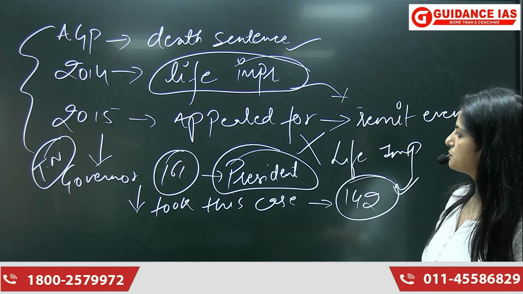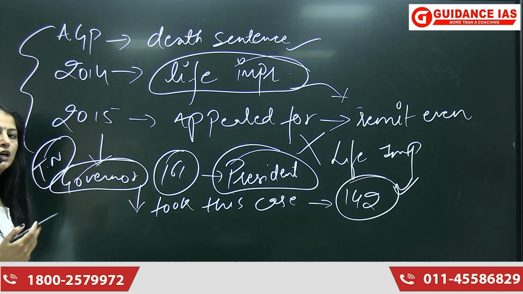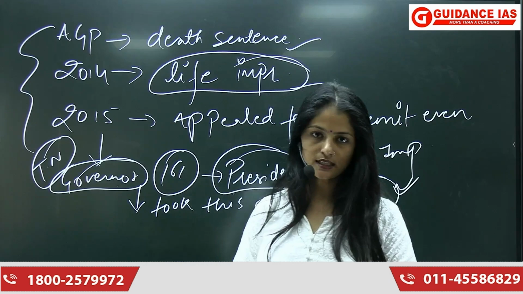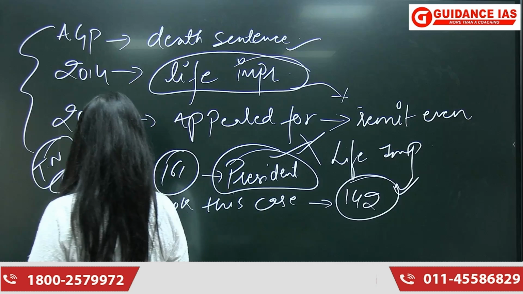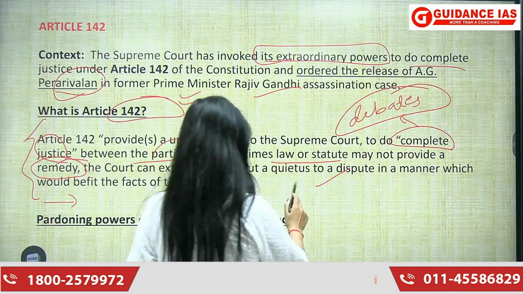Then the Tamil Nadu governor had to decide about remitting this punishment or not. Okay, he did not decide. He said it doesn't come under my power. The President should be deciding this. And actually nothing happened in this case for so many years, and finally the Supreme Court took it under Article 142, right? So this was the entire case.